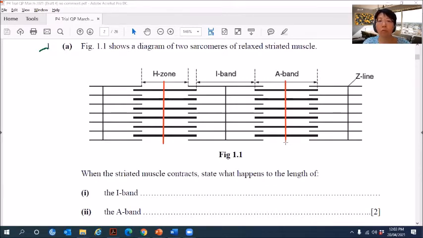So from this question, you know that you need to learn the structure of the sarcomere very well. So I take the opportunity to revise.